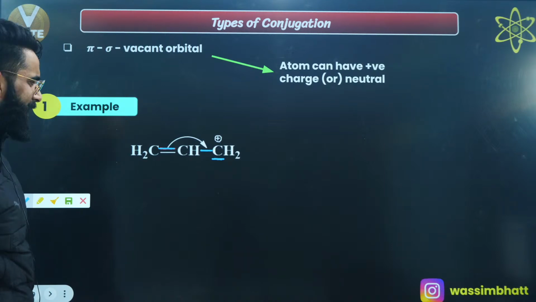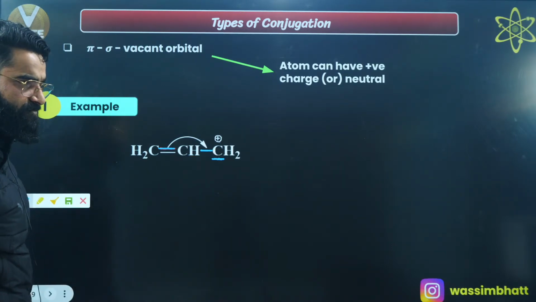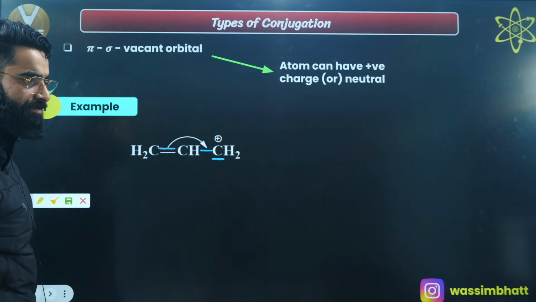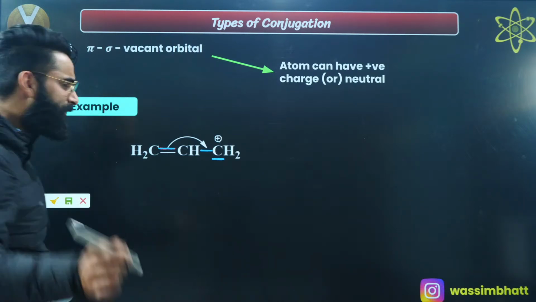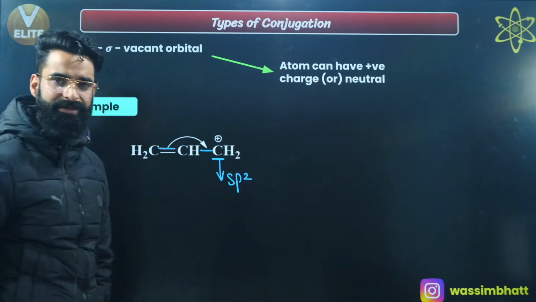Let me know first. Is there a vacant orbital present in this carbon? What do you think? Let me first of all tell you, this carbon is sp2 hybridized, right? This is sp2 hybridized, correct?